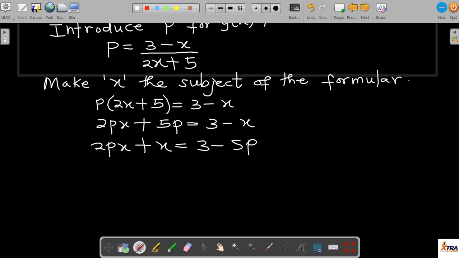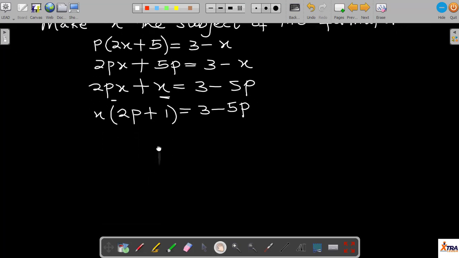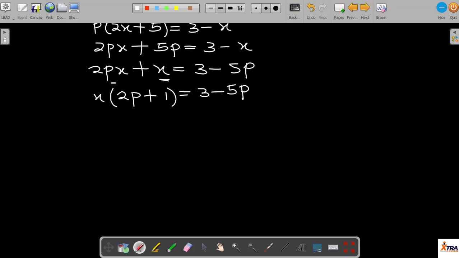Since we want to make x the subject of the formula, we look at this place, we have an element of x here. We also have another element of x here. We just simply factorize x from both of them. We'll be left with x times 2p plus 1 equals 3 minus 5p. Having this, the next thing I'm to do here is divide both sides by 2p plus 1. I have x, therefore giving me 3 minus 5p divided by 2p plus 1. So this is our value of x.